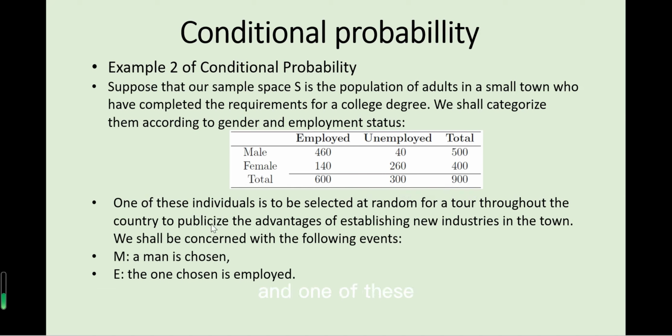One of these individuals is to be selected at random for a tour throughout the country to publicize the advantages of establishing new industries in the town. We shall be concerned with the following events. The event M means a man is chosen. Event E means the one chosen is employed.